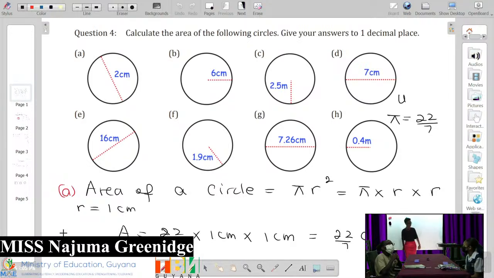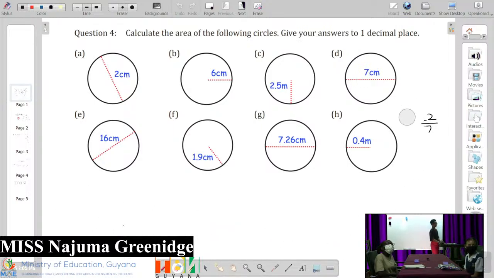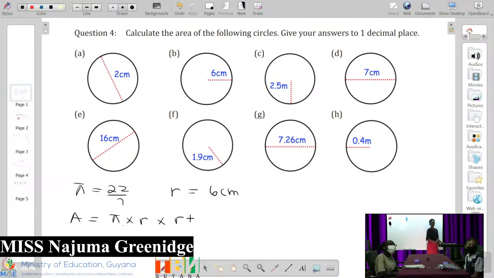The radius is given. Very well. So we do not have to do anything special there. So let me put it right under here. Alright, and if we're using pi as 22 over 7, we know the radius is 6 centimeters. So therefore area is equal to pi times r times r. Right? So area of circle is equal to 22 over 7. What is our radius? 6 centimeters times 6 centimeters.